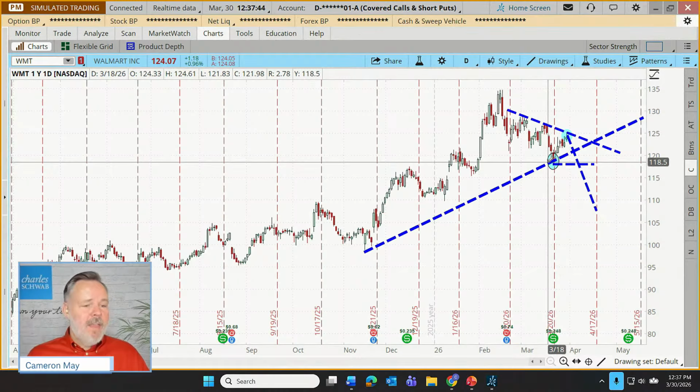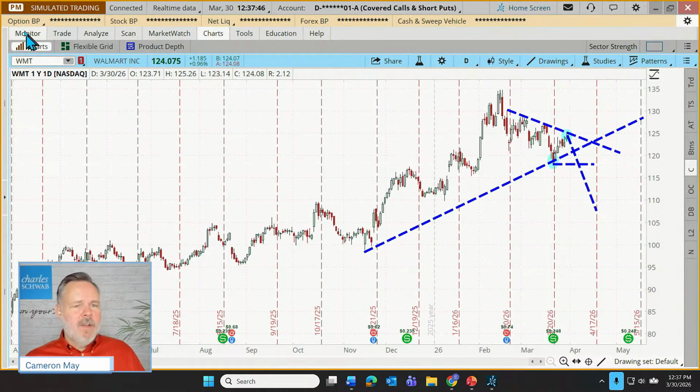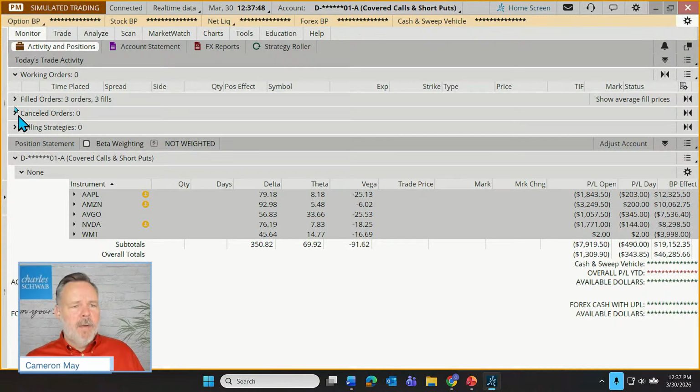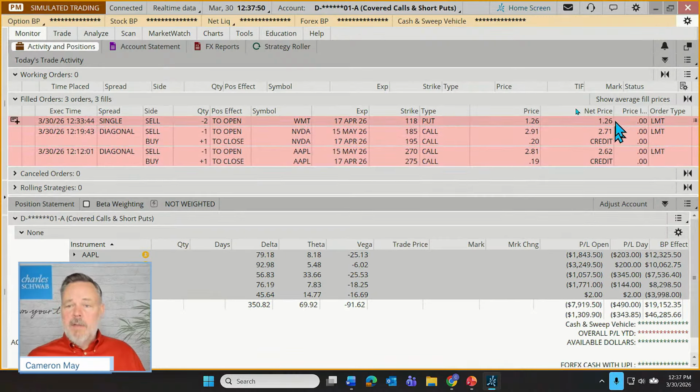Okay, everybody, thanks for, yeah, Dan says it looks like it filled for $1.26. What did it fill for? It did fill for $1.26. So we put in a minimum acceptable of $1.20. We actually got more than that because there was more available at the time.